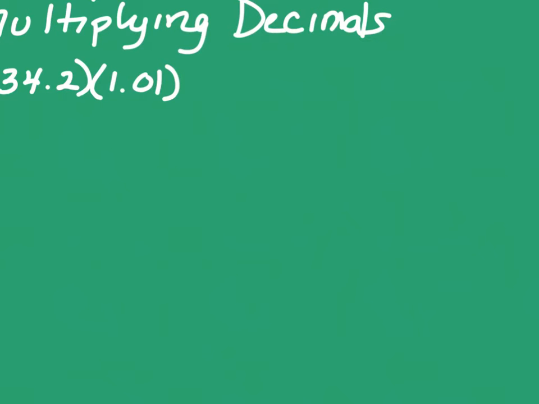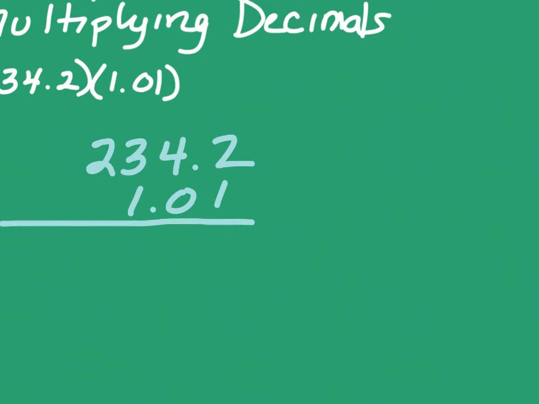All right, then how do we multiply decimals? We'll multiply decimals nice and easy. We're going to just write the numbers down. I'm multiplying 234.2 times 1.01. Now, the difference between multiplying decimals and adding decimals, I don't need to line up the decimals when I multiply. I'm just going to multiply, and then I'm going to count my decimal places when I'm done.